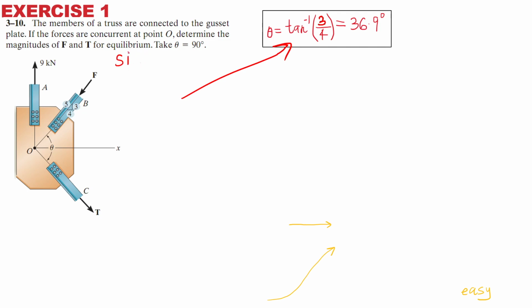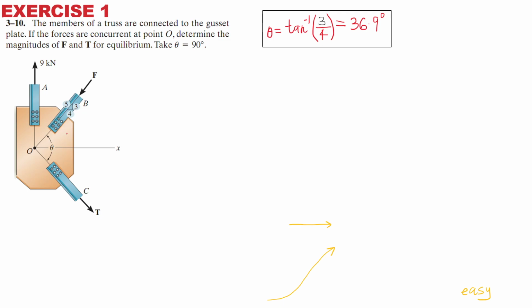You must be very good with sine theta, cos theta, tangent theta. What is it? Sine is opposite. Cos is adjacent. Tangent is opposite over adjacent. There you go. So you must be very, very comfortable using your sines and cosines.